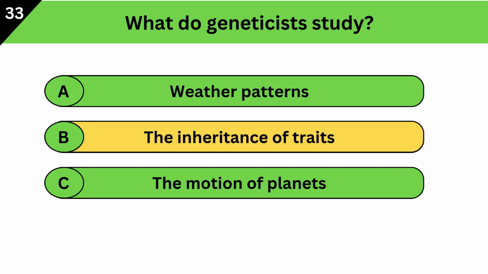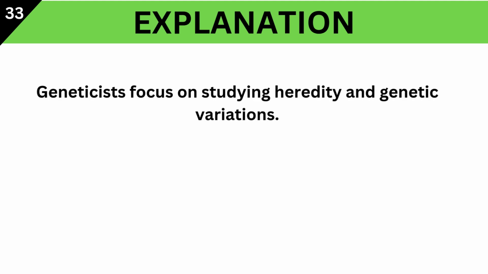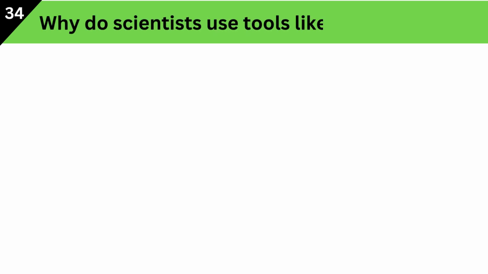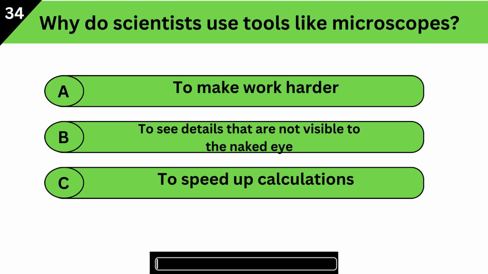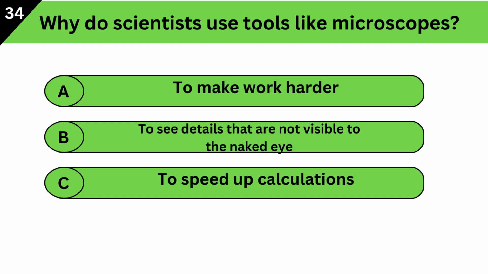Explanation. Geneticists focus on studying heredity and genetic variations. Why do scientists use tools like microscopes? Option A. To make work harder. Option B. To see details that are not visible to the naked eye. Option C. To speed up calculations.